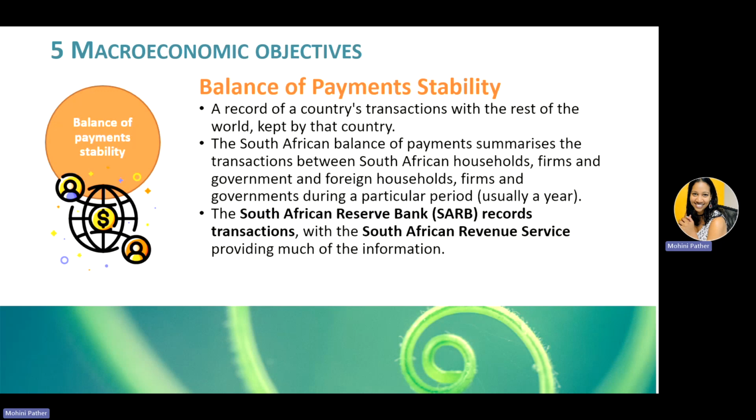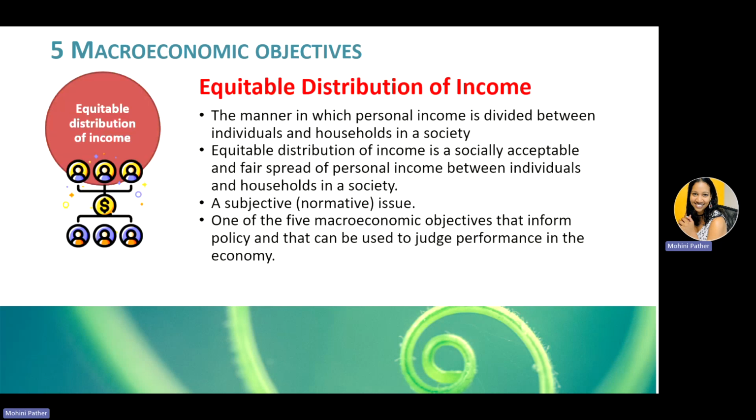Then, of course, we have the SARB. Like I said, it is the Reserve Bank that does the accounting for the country. So everything we buy and sell cross-border is accounted for in this system of accounts. And then we said equitable distribution of income. This is a tricky one because it's very subjective. It is very much based on our social welfare and our taxes and how our budget is established.